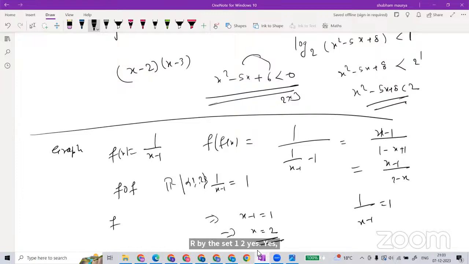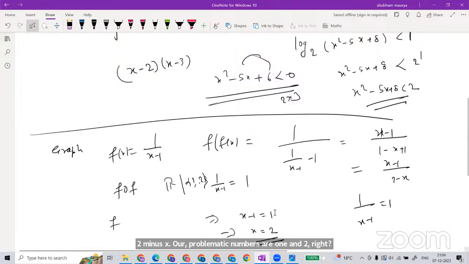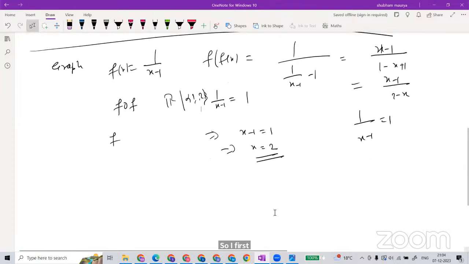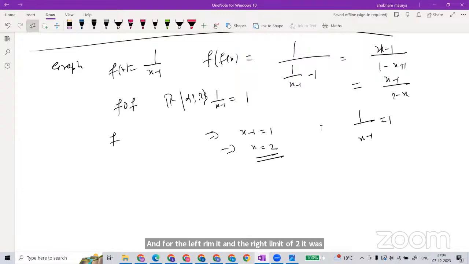I was saying that given we were not taught this and none of the options were matching, I thought we are supposed to take the limit and see if something returns from that. So when I took the limit of x minus 1 by 2 minus x, our problematic numbers are 1 and 2, right? I first took the left limit and right limit at 1, and there it was going to 0. For the left limit and right limit at 2, it was going to minus infinity and positive infinity. So I thought that is what this discontinuity is about. That is how I interpreted the question.